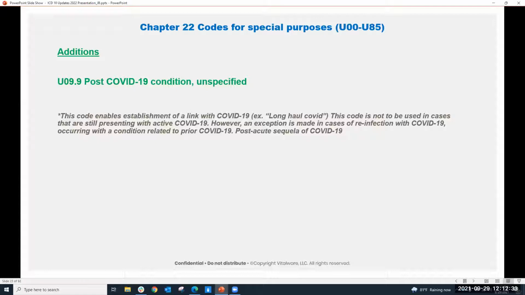Chapter 22, codes for special purposes. They have a new code, U09.9, post-COVID-19 condition unspecified. You're going to see a lot about this code in the following slides. This code enables the establishment of a link with COVID-19, also called long haul COVID. This code is not to be used on active acute COVID cases. This is used when a patient has gotten over the active COVID infection and is still having a condition that was related to that infection.